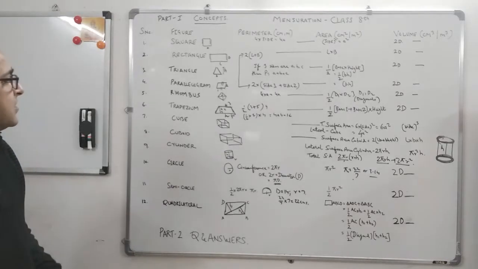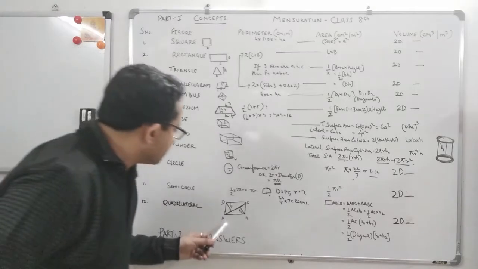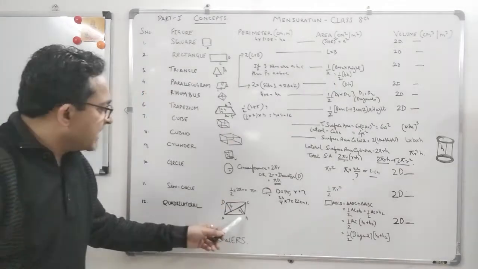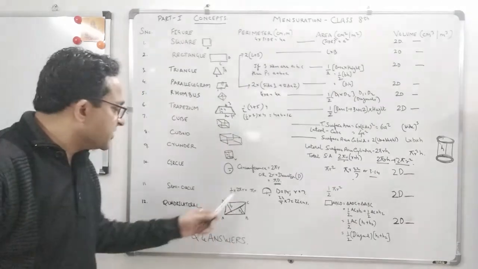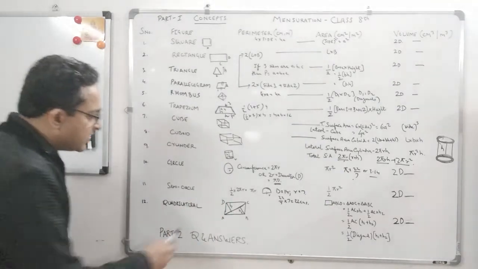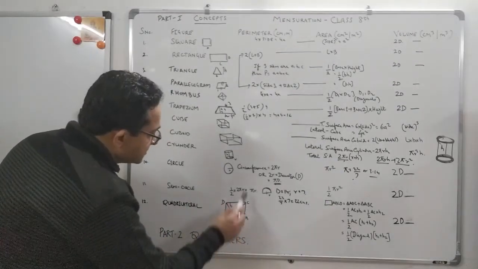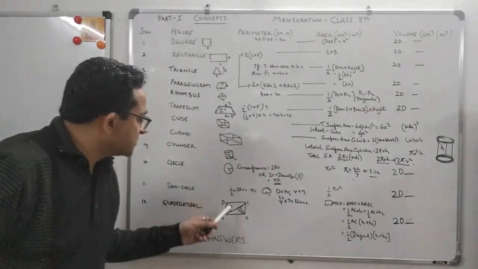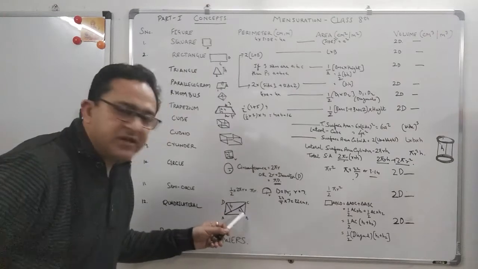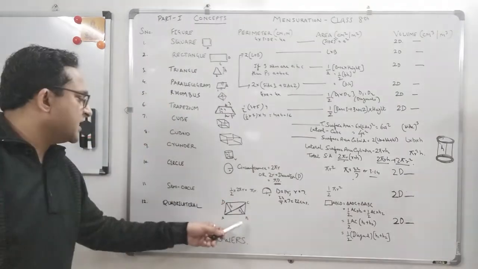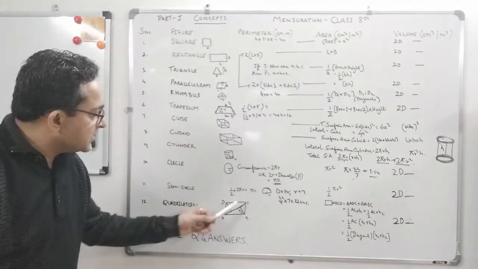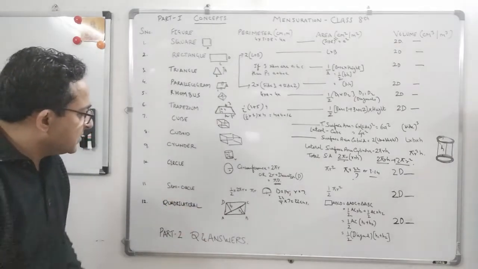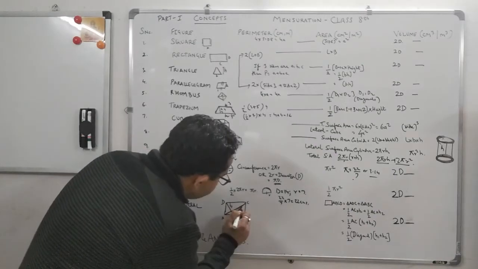Now quadrilateral. Suppose this is a quadrilateral ABCD and there is a diagonal. When you make a diagonal, there are two triangles being made. One triangle is ADC and the other triangle is ABC. On ABC, you have height H2, which is from the vertex B to the diagonal AC. Again, on the diagonal AC, from the vertex D, there is a height H1. So this is basically perpendicular.